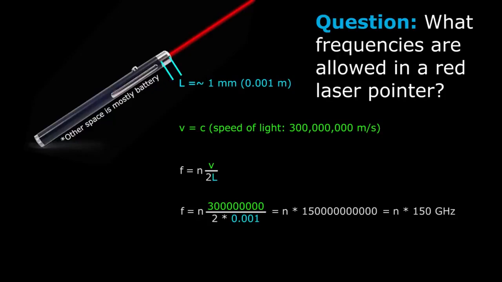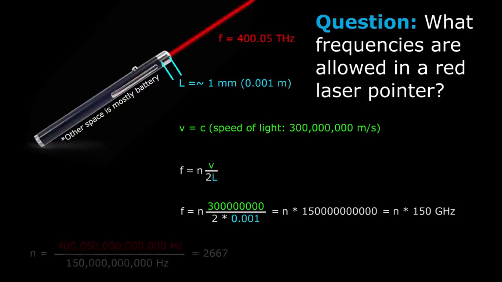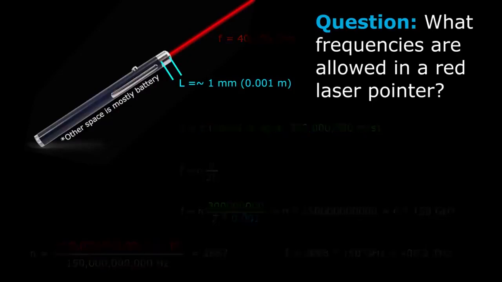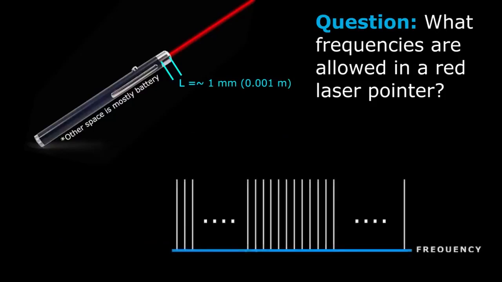Now, red light has a frequency of about 400.05 THz, which corresponds to an N value of 2667. Recall N must be an integer. So if 400.05 THz is an allowed frequency, then the next one would be when N equals 2668, which is a frequency of 400.2 THz. We can plot all allowed frequencies, as we know 150 GHz will separate them. The plot will look like this.